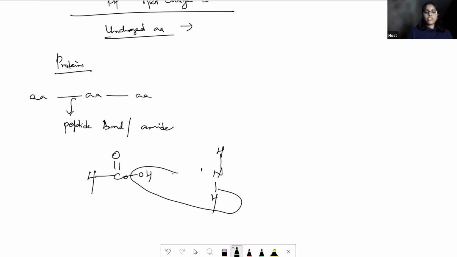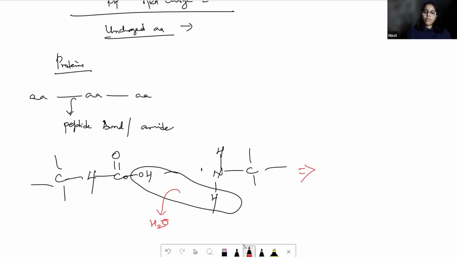This OH and H will pair up and give out H2O, and they form the peptide bond: C double bond O, NH.